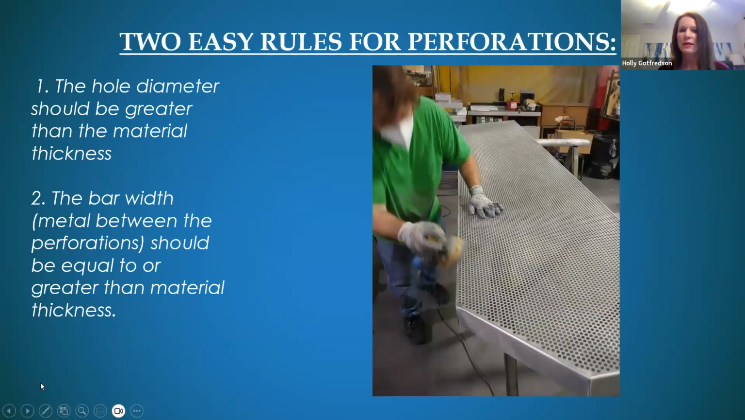And here are just two easy rules of thumb for perforations. The hole diameter should be greater than the material thickness, and the bar width should be equal to or greater than the material thickness. So, Scott, do you have anything else you'd like to add as we're kind of just going over choosing perforated patterns?